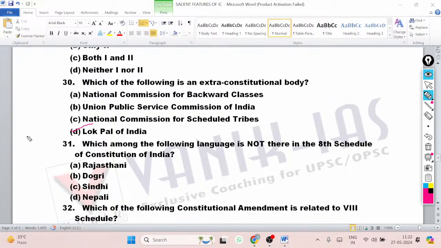Which of the following languages is not there in the 8th Schedule of the Constitution of India? Rajasthani is a language which is not mentioned in the 8th Schedule so far. Only 22 languages have been included. Bodo and Dogri were added by the 92nd Constitutional Amendment Act. Sindhi was added by the 21st Constitutional Amendment Act, 1967. And Nepali was added by the 71st Constitutional Amendment Act, 1992. So three amendments have been enacted to add those. Okay, got it? That is the 92nd Amendment Act, 2003.